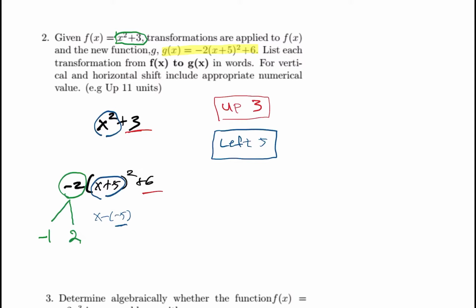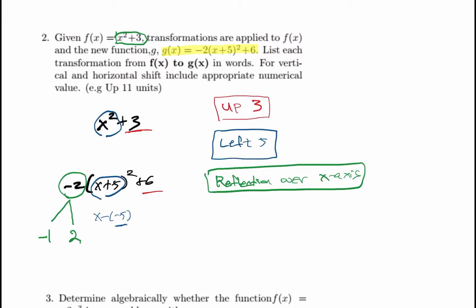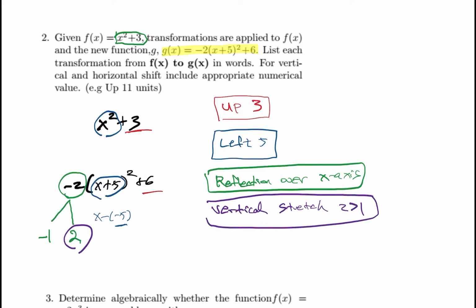So negative means we have a reflection over the x-axis, because we're multiplying the entire function by a negative. And for positive 2, this is a vertical stretch, since 2 is greater than 1, right? So these are just the rules for transformation.